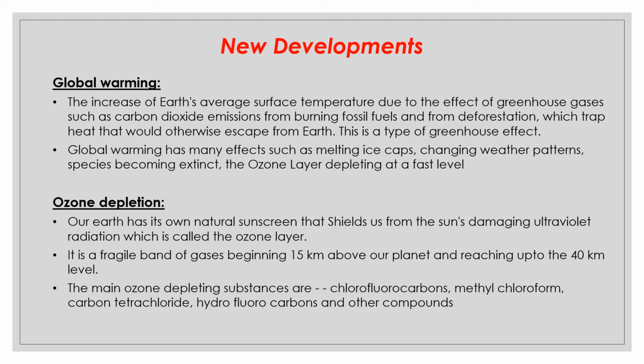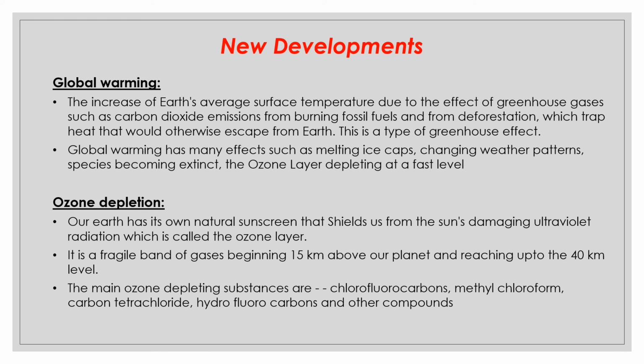Ozone layer is depleting at a fast level. Because of global warming, the ozone layer is depleting at a faster level. Then the ozone depletion we should take. Our Earth has its own natural sunscreen that shields us from the sun's damaging ultraviolet radiation, which is called the ozone layer. The Earth is covered by the ozone layer, which is chemically referred to as O3. So O3 means ozone. So Earth has a natural ozone layer which protects us from ultraviolet radiations from the sun. It is depleting because of global warming, greenhouse effect, because of these pollutions.